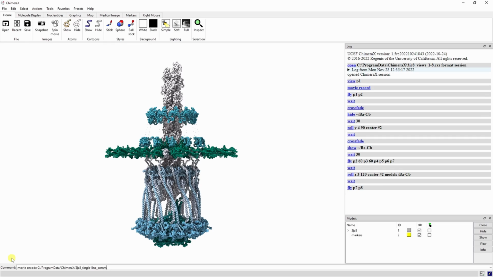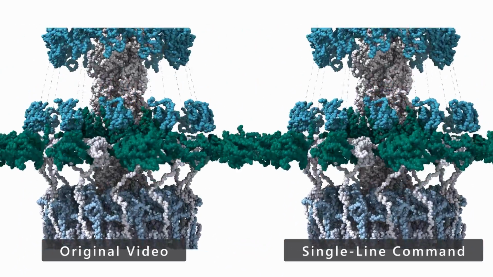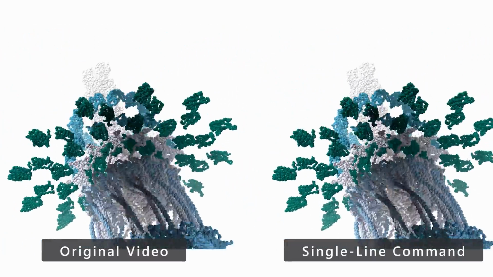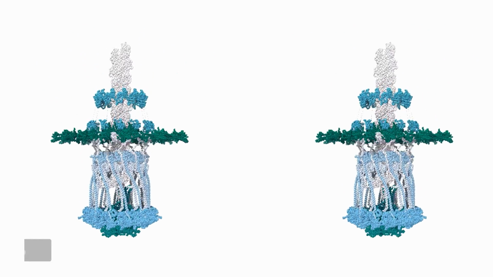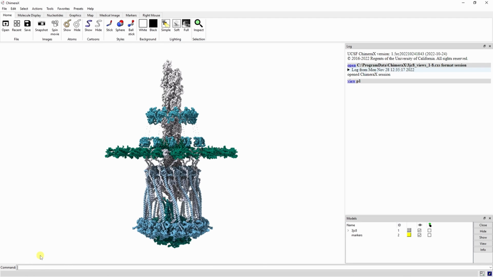Let's take a look at the original video and this one side by side. As you can see, they look the same, and we'll speed them up to save time. Let's look at a few more options that can improve the quality of your videos. I reinitialized the session file, so I need to return to the original view and start recording again.